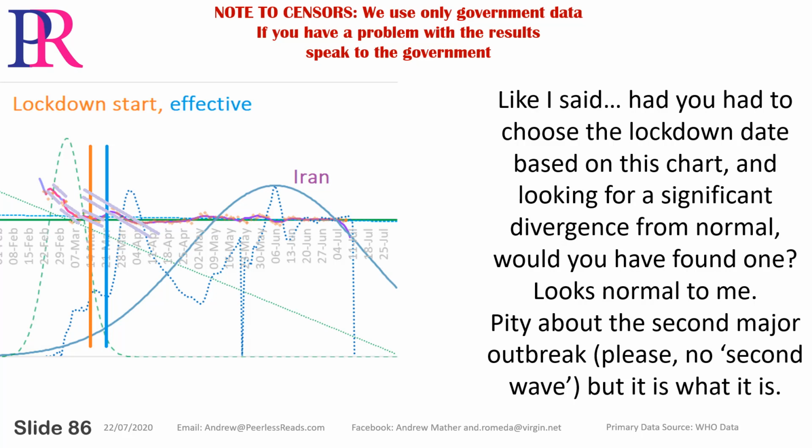had you had to choose the lockdown date based on this chart and looking for a significant divergence from normal, would you have found one? Looks normal to me. Pity about the second major outbreak. Please, no second wave. But it is what it is.